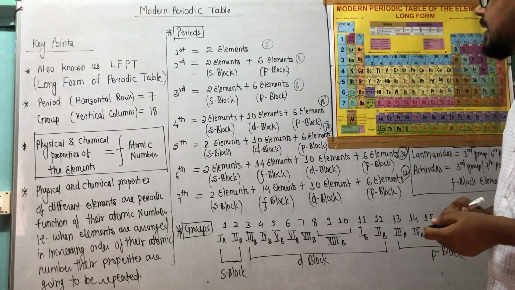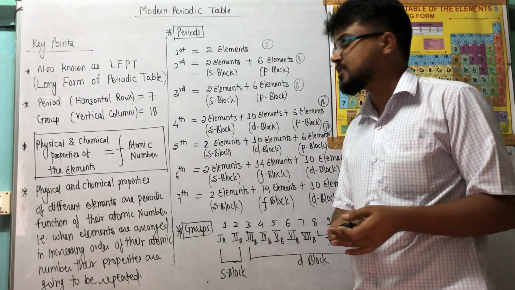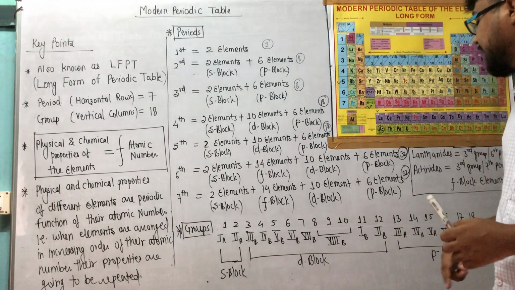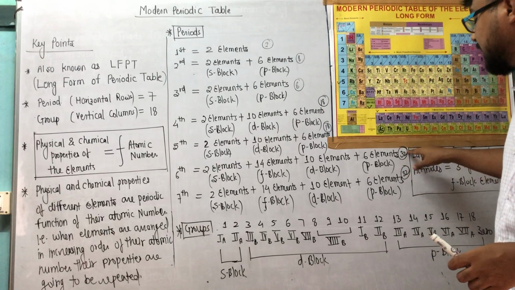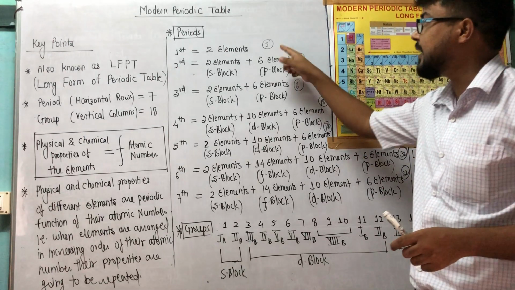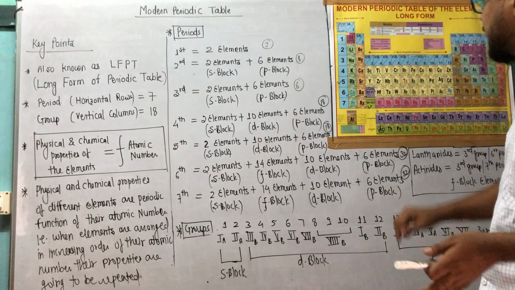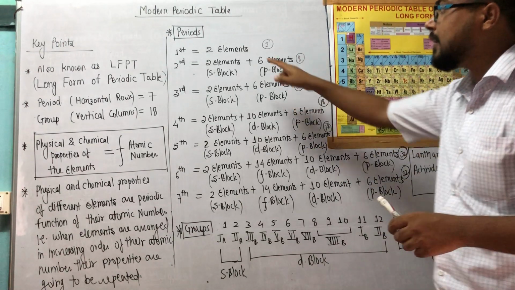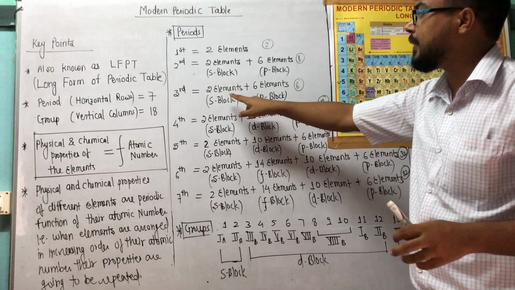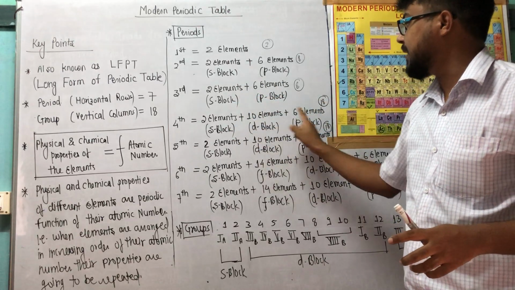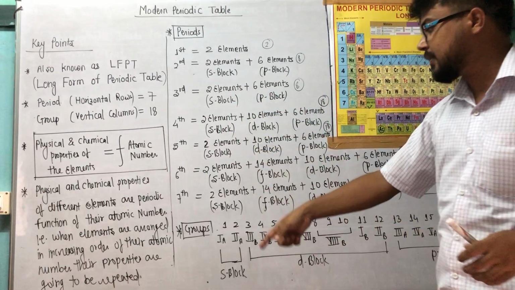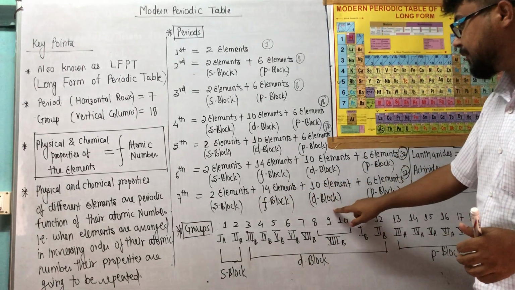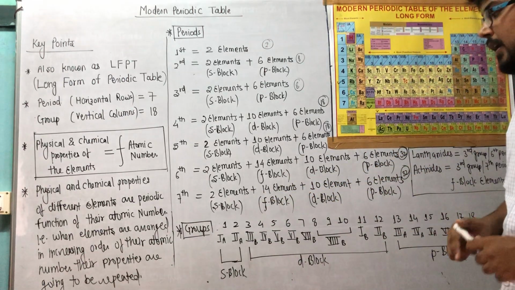So you can see the first period is the shortest period and the 6th and 7th periods are the longest periods, because there are a total of 32 and 32 elements, and here it is 2 elements. So it's all about periods 1 to 7, correct? 2 elements, 2 and 6 elements, 2 and 6 elements, 2, 10, 6 elements. Similarly you can find 2 elements from S, 14 elements from F, 10 from D and 6 from P block.